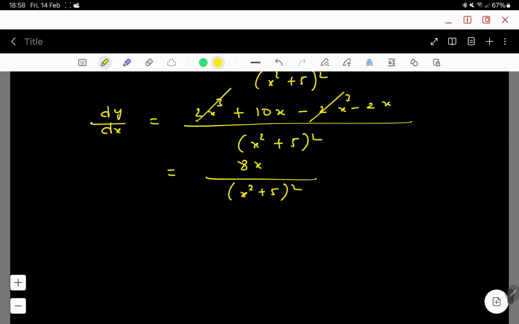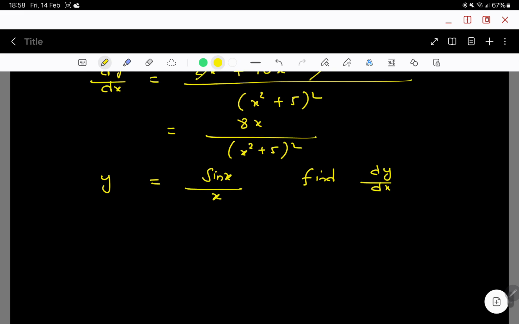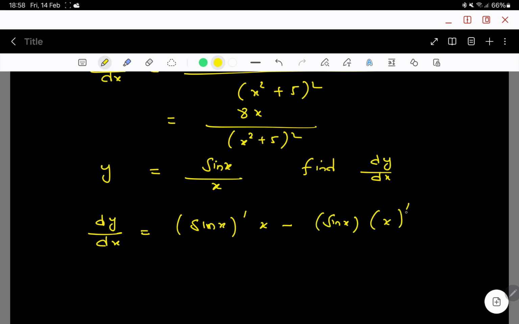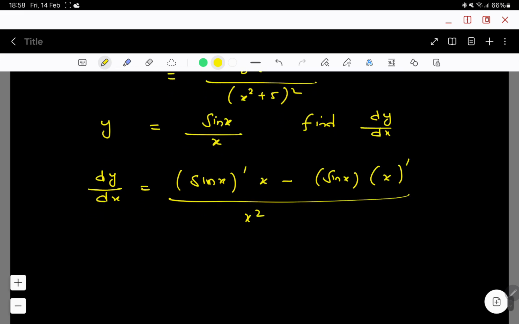Okay. Next, if y equal to sin x by x, find dy by dx. Next problem. Again we apply the quotient rule. Okay. Differentiate sin x, that is sin x whole dash into x minus sin x into differentiate x, that is the right hand dash, by x square. Okay, in this step I am differentiating.